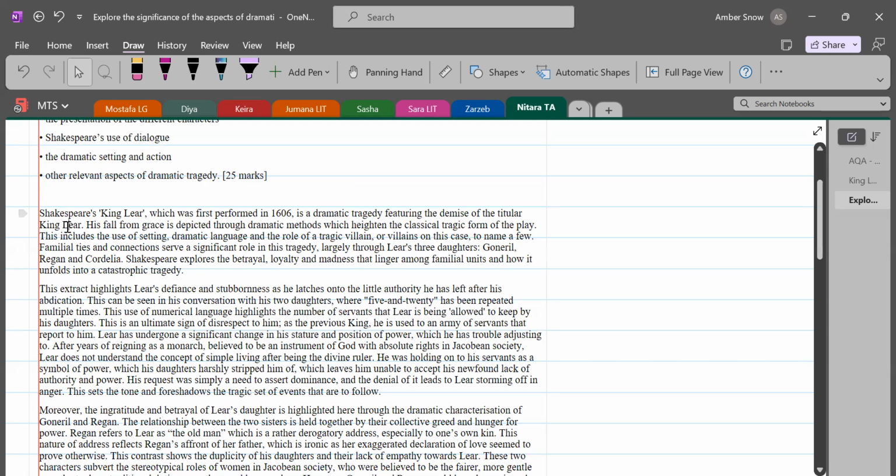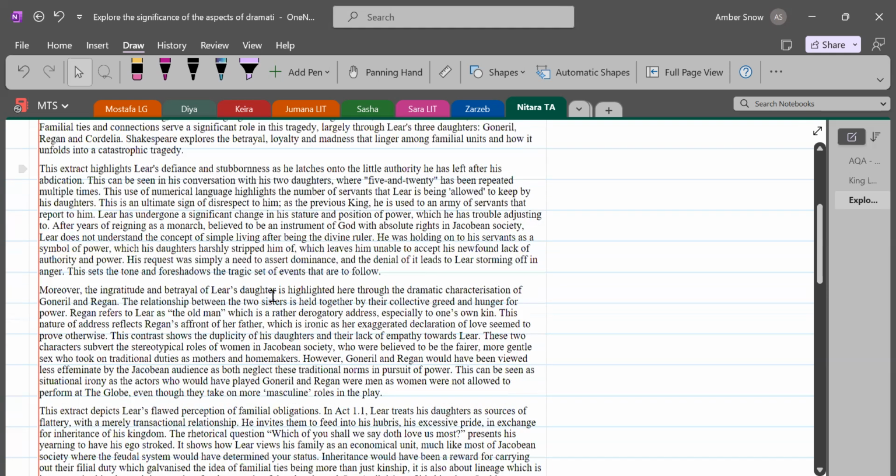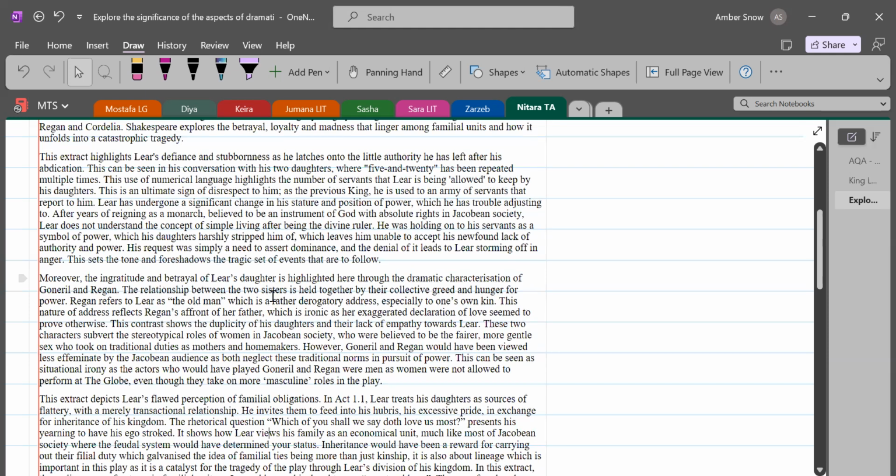Okay, Miss. Shakespeare's King Lear is a dramatic tragedy featuring the demise of the titular King Lear. His fall from grace is depicted through dramatic methods in which family ties and connections have formed this tragedy largely through the narrow looking in Cordelia. This extract highlights Lear's defiance and stubbornness. Lear has undergone a significant change in his stature and position of power, which he struggled adjusting to after years of ruling, and is now believed to be an instrument of God with absolute rights. In Jacobean society, Lear does not understand the concept of simple living. More of the ingratitude and betrayal of King Lear's daughter is highlighted.